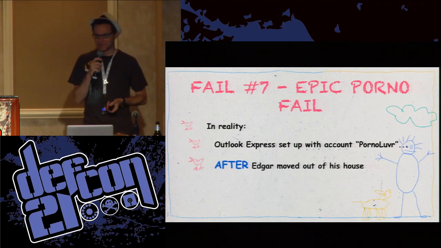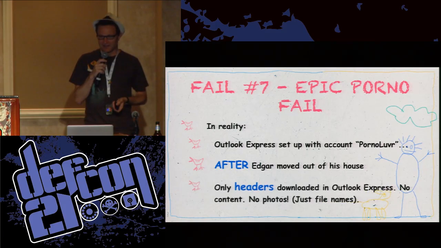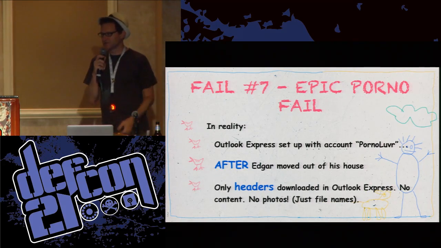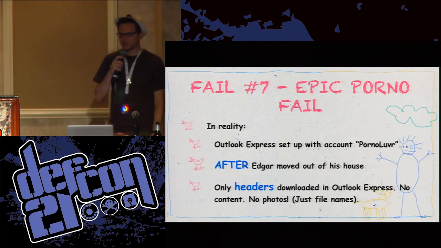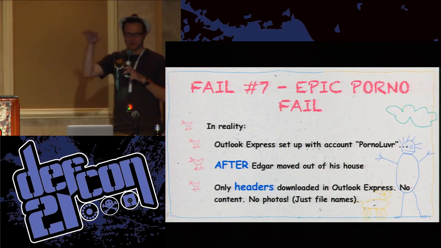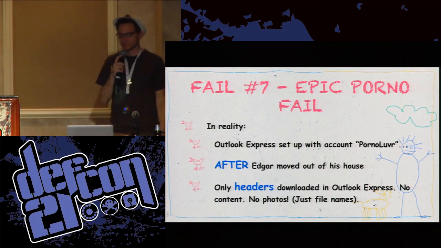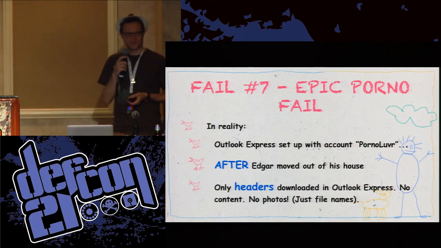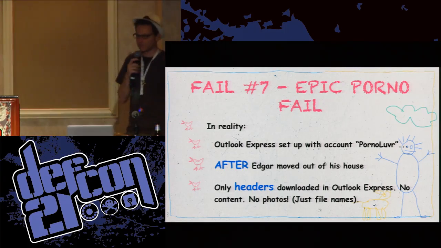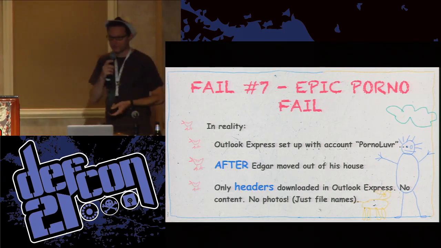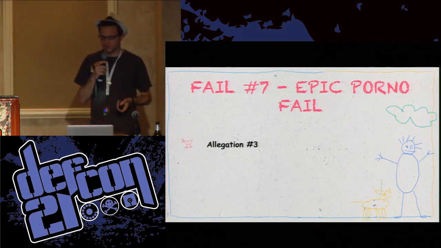It was set up after Edgar moved out of the house. And only headers were downloaded, no content. So, what do you mean by headers? A header, if you're using Outlook Express, is just the first part of the email. It's going to have the date, the sender, the receiver, maybe the subject line, maybe the first couple words, but there was no content. There were no photos in there. Just headers with, admittedly, porno names.